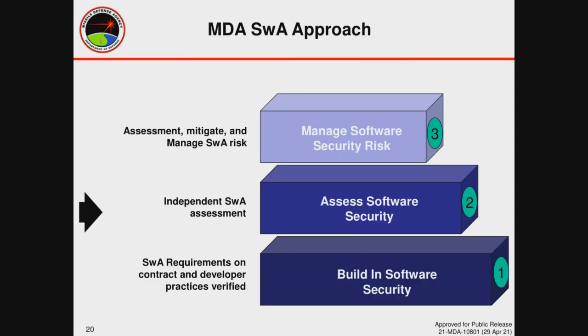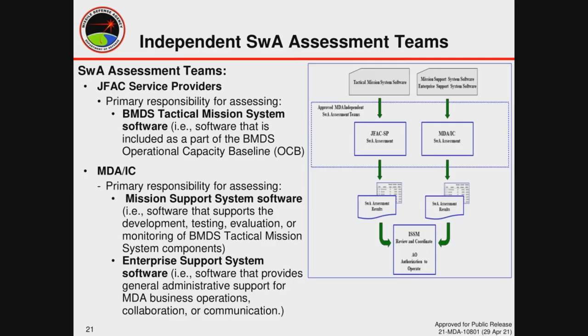Now I'm bubbling back up to the top where we talked about the software assurance approach that the Missile Defense Agency is undertaking. Now I want to turn to the third of the three steps, assessing software security. Like I said before, we require an independent assessment of our developed code.